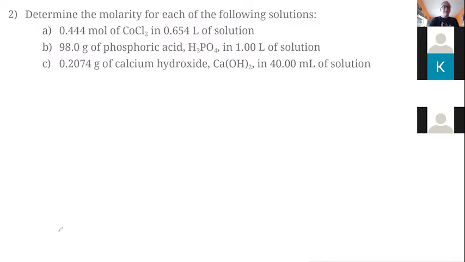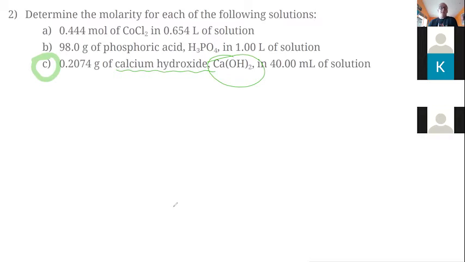So let's do one of these. Let's do the third one, because there's a lot going on in that one. So I have 0.2074 grams of calcium hydroxide, or Ca(OH)2, in 40.00 milliliters of solution. All right, so what's the first thing I need to do for this problem? Convert grams to moles and milliliters to liters.